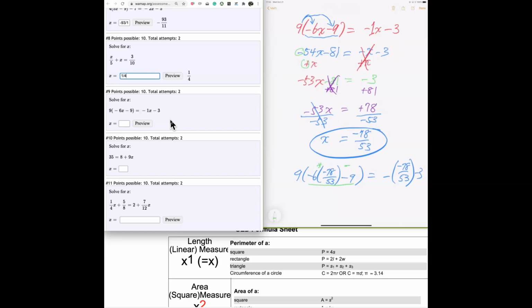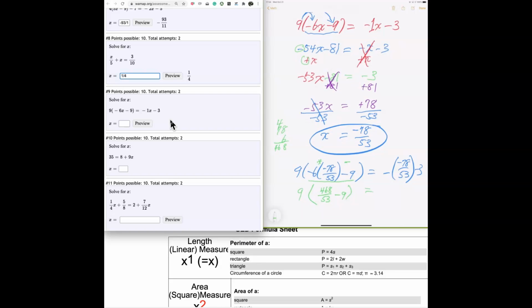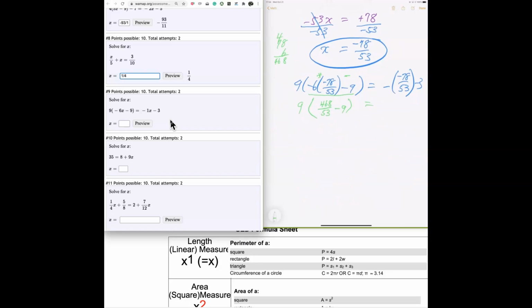So we're going to start with negative 6 times negative 78. So let's just do 6 times 78. The signs are matching, so the answer will be positive. 6 times 8 is 48, carry the 4. 6 times 7 is 42, plus 4 more is 46. So 468 positive, right? We've got 468 over 53 minus 9. Keep those parentheses. And we're going to multiply that by 9 when we get there, and that should be equal to whatever is on the other side, if we got the right number.